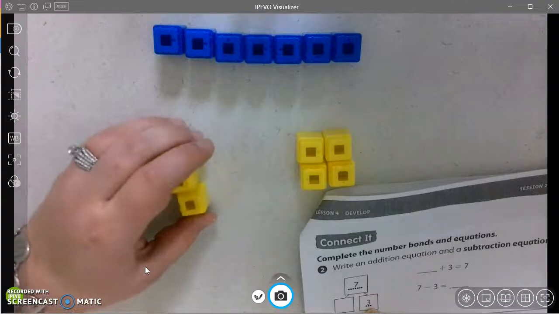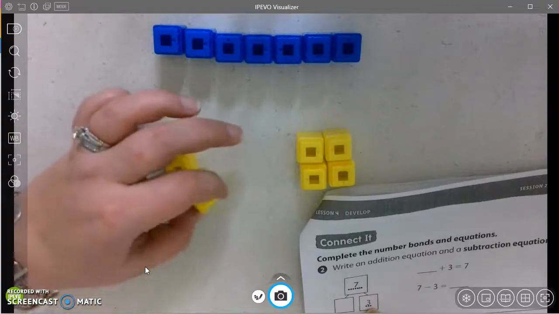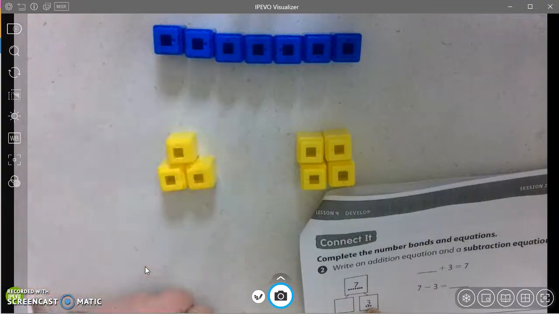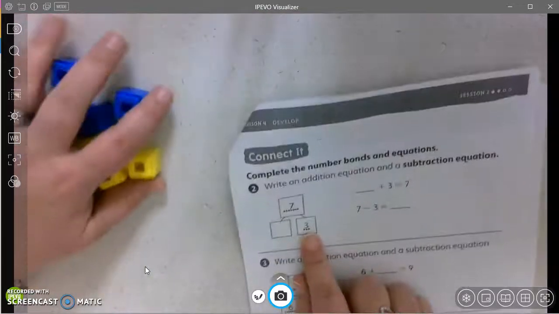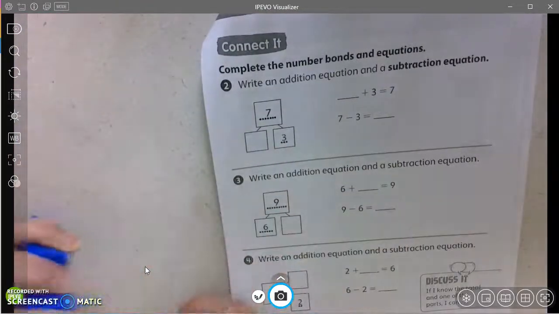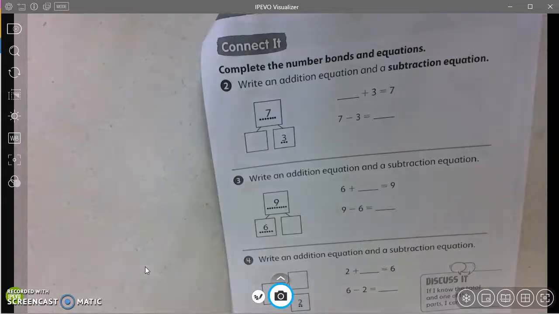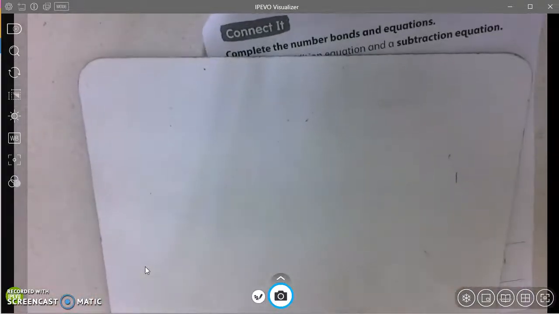Well, Miss Frenchler, what if I don't have cubes or the counters? How can I figure it out then? Okay, so let's use some of our addition strategies that we've already talked about to see how we can figure out what the missing number is.